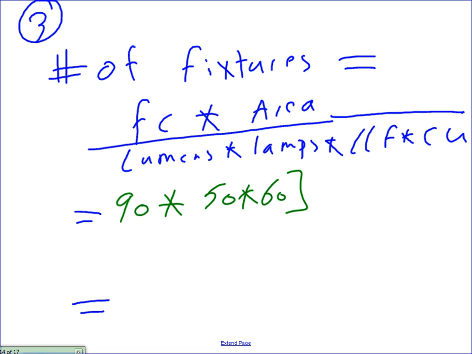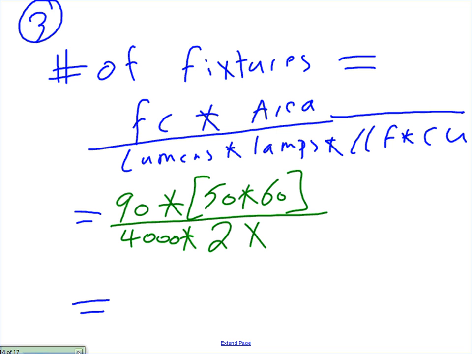This is how we find the area of a room, right? It's a rectangle. Divide everything by the following: the lumens of the fixture that Mr. Curdy decided to use is 4,000, multiplied by the number of lamps. I decided single-handedly to use 2 lamps. Tomorrow I can give you 4 lamps. So 2 lamps times the light loss factor.